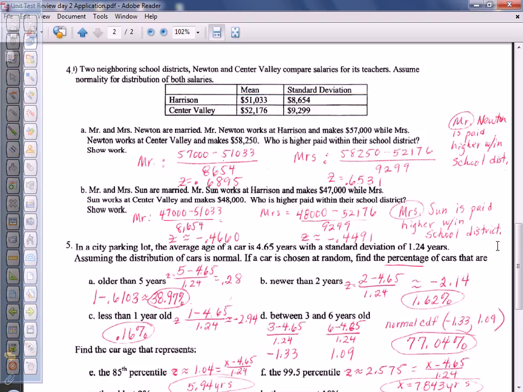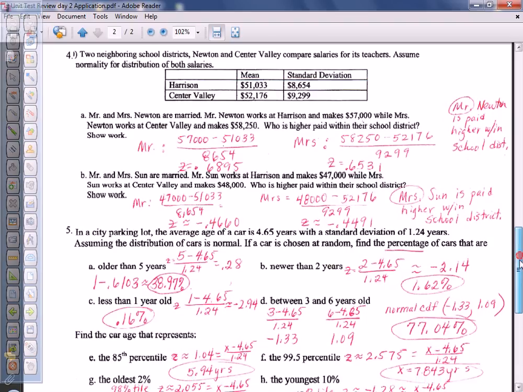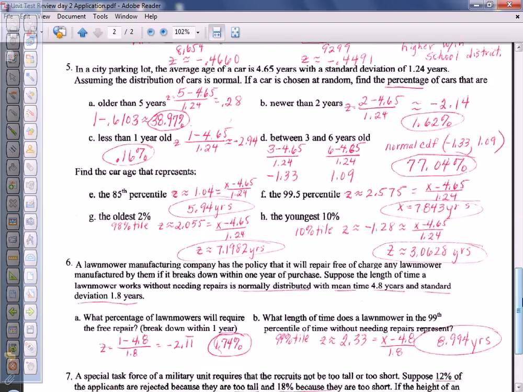Okay, any questions about number 4? All right. Check out 5. Do you want it all the way out there for part F? Yes. Okay. Do I want it to that many decimal places? No, if you gave me like 7.84, that's fine.